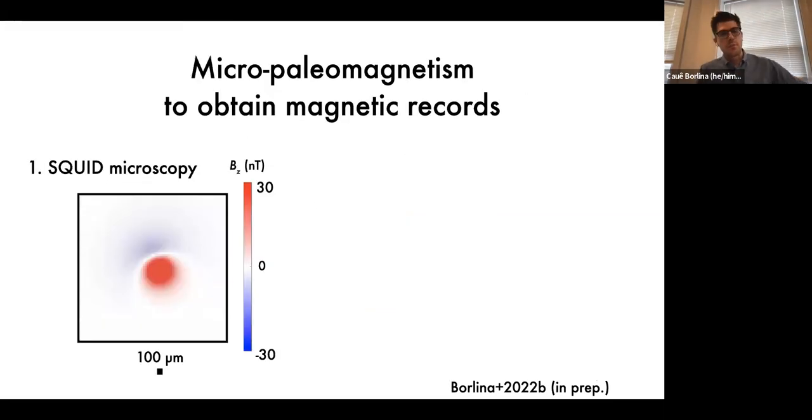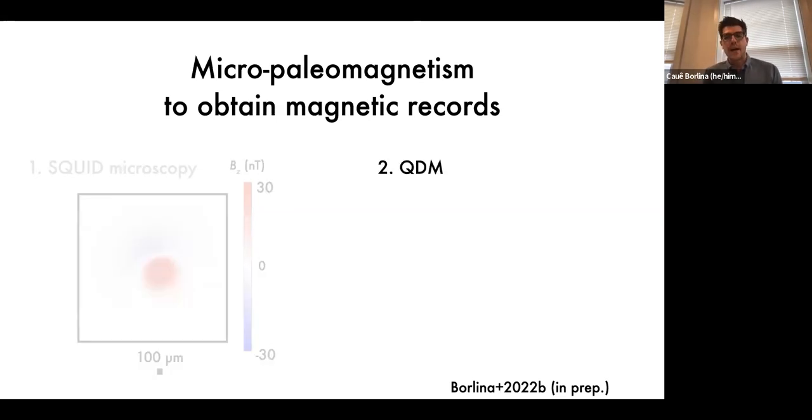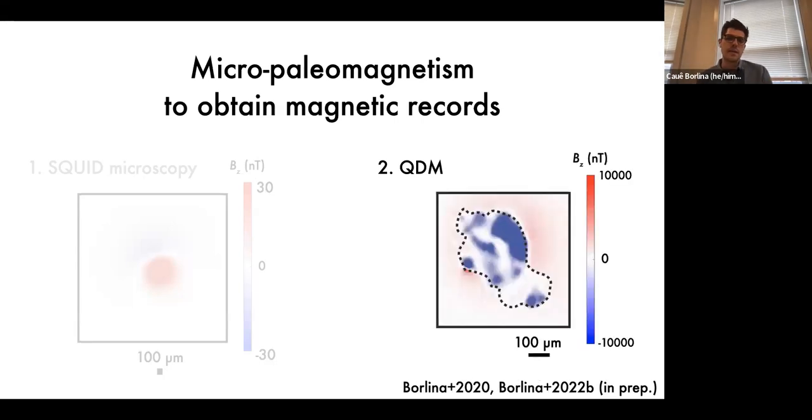Now, we use the SQUID microscope to obtain our magnetic records. We obtain the intensity of the magnetic field that they recorded, and the direction of the magnetic field. We can now use the QDM, the quantum diamond microscope, to conduct rock magnetic work. What you're seeing here is an out-of-the-page component of the magnetic field of a CAI. Similar to what we did before, we use the SQUID microscope to demagnetize our samples and obtain our magnetic records. After we're done, we apply a very strong magnetic field to our samples, such that all the magnetic carriers just light up, and we can look under the QDM because it has a high spatial resolution.